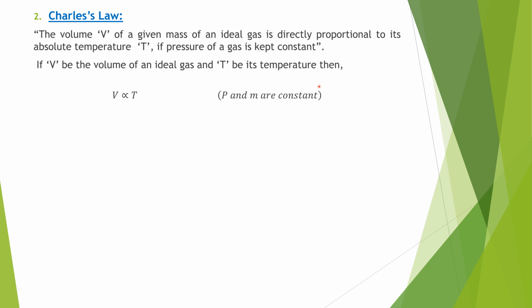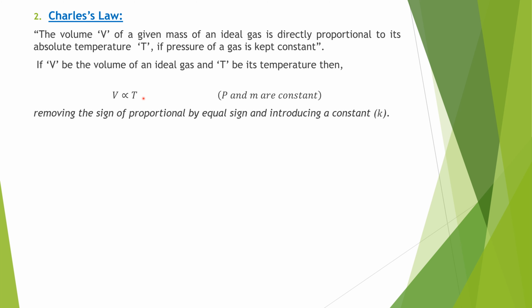So if V is the volume of an ideal gas and T is the temperature of the gas, then according to this law, V is directly proportional to T. This only happens when P and n, that is the pressure and mass of an ideal gas, are constant. If we remove the sign of proportionality, we get a constant, same as we did in Boyle's law. V is equal to K into T, or we can say that V upon T is equal to a constant, where P and n are constant.